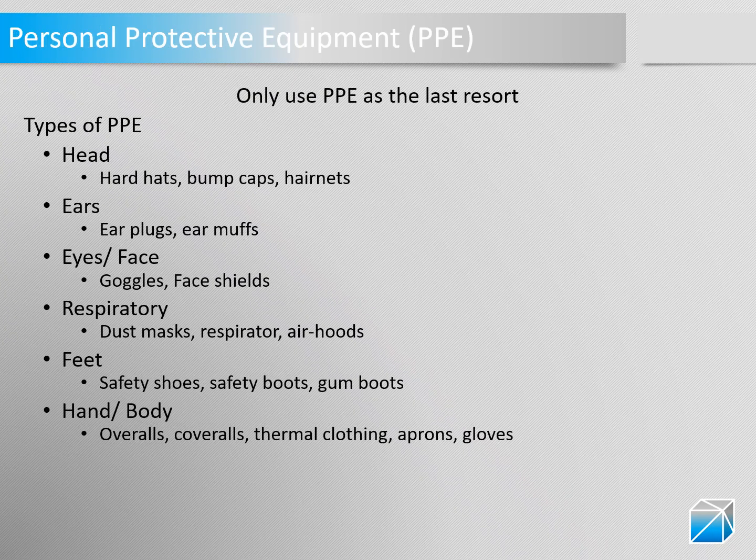PPE should only be used as a last resort after all other safety measures have been implemented. PPE being used must be appropriate to the hazards and risks that an employee may be exposed to. Here are some examples which may include hard hats, ear plugs, goggles, dust masks, gloves, and steel-toe boots.